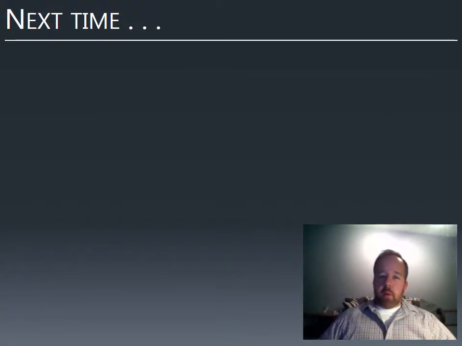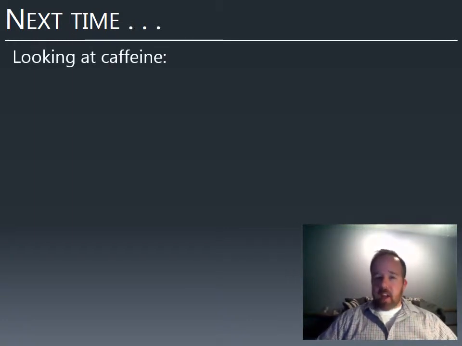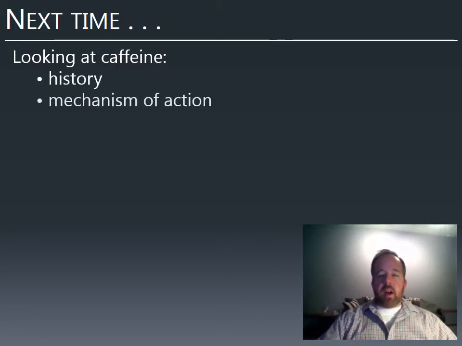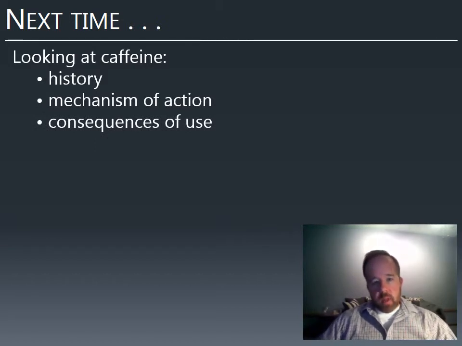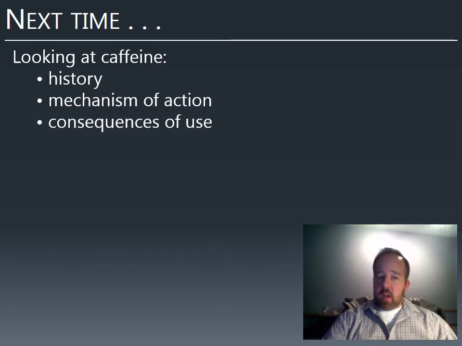Okay, so that is it for our topic on mental disorders and on psychotherapeutic drugs. Next time we will look at caffeine, very different drug. So we'll start with its history, as always. And then we'll talk about mechanism of action. How does caffeine work in the brain? And what effect does it have on behavior? And then what are the consequences of use, both short-term and long-term? And so we talk about that next time, and I will see you then.